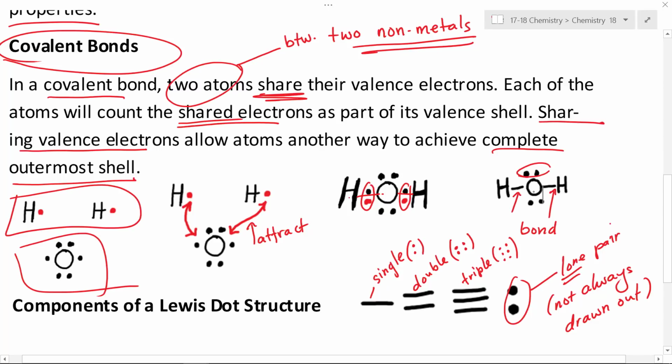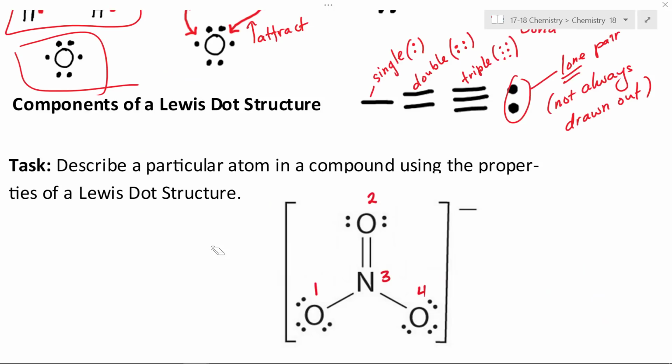So another way of writing a Lewis dot structure for water is this. We would have oxygen, hydrogen, and hydrogen. Notice the lone pairs are not there, okay? So be careful with that. So we have learned that atoms will share electrons to become stable, and in the process they make single bonds, double bonds, triple bonds, and the pairs of electrons that are not bound to another atom, we call those lone pairs. Now our job is to look at a Lewis dot structure and be able to identify or describe the properties of specific atoms in a Lewis dot structure using the components of the Lewis dot structure.